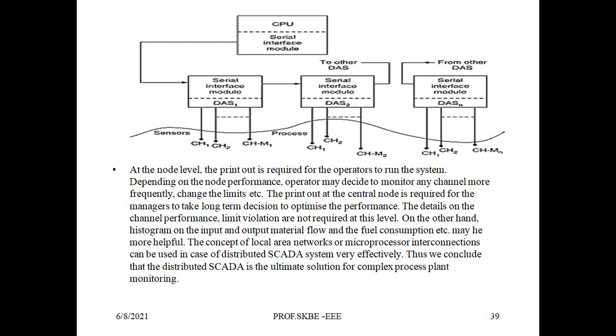The details on the channel performance and the limit violations are not required at this level. On the other hand, histograms on input and output material flow and fuel consumption, etc., are more helpful. The concept of local area network or microprocessor interconnections can be used in the case of a distributed SCADA system effectively.